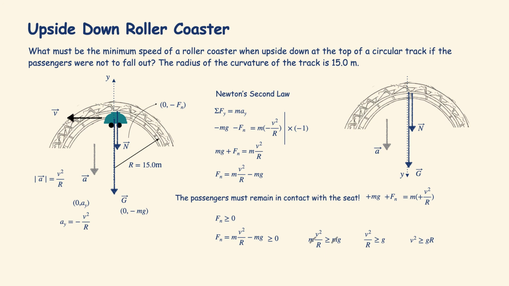I can focus on the minimum speed here. That is the minimum speed for the roller coaster so that the passengers don't fall out, and that minimum speed will be equal to square root of gr. What is left now is just to substitute 9.8 for g and 15 meters for r and find out that the minimum speed that the roller coaster must maintain is 12.1 meters per second so that the passengers do not fall out.